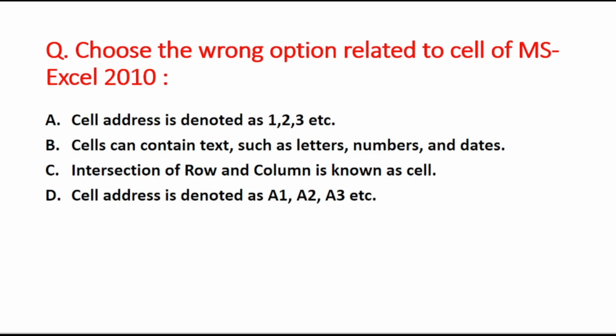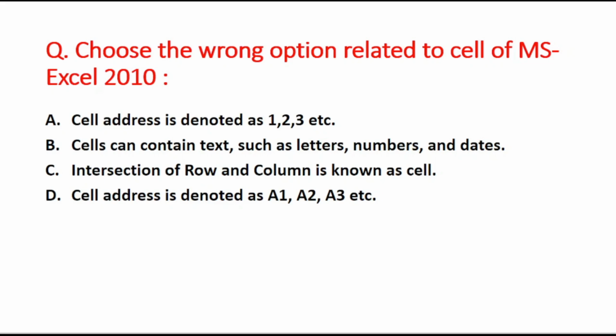Next question is choose the wrong option related to cell of MS Excel 2010. A option is cell address is denoted as 1, 2, 3. B option is cells can contain text such as letters, numbers and dates. C option is intersection of rows and columns is known as cell. And D option is cell address is denoted as A1, A2, A3, etc. So try to find out the right answer.